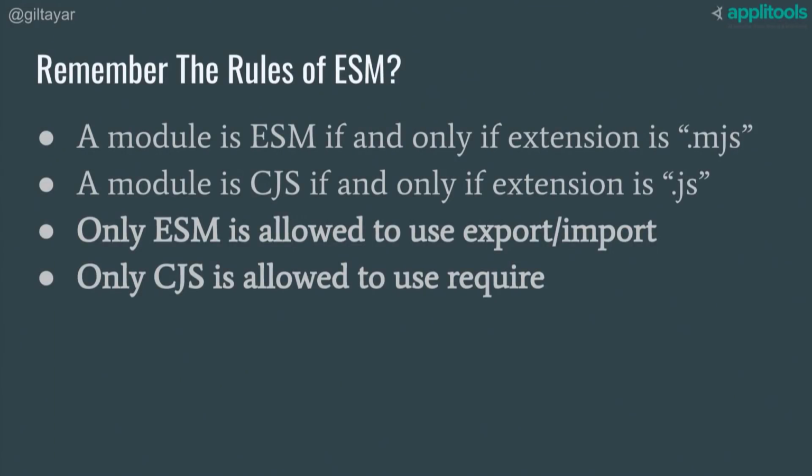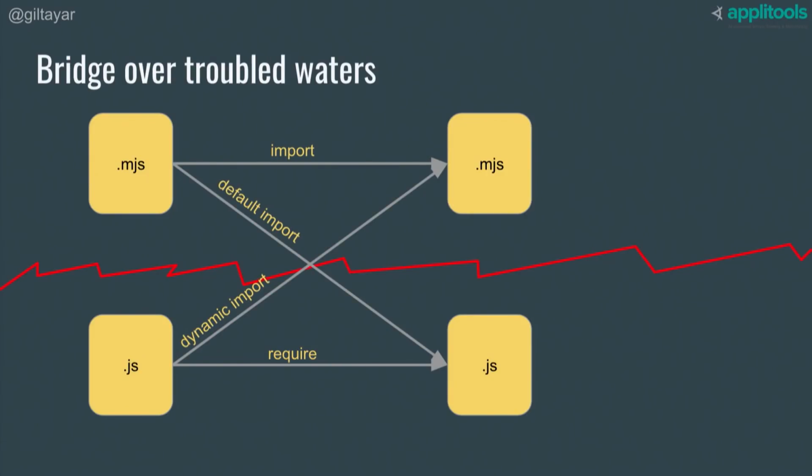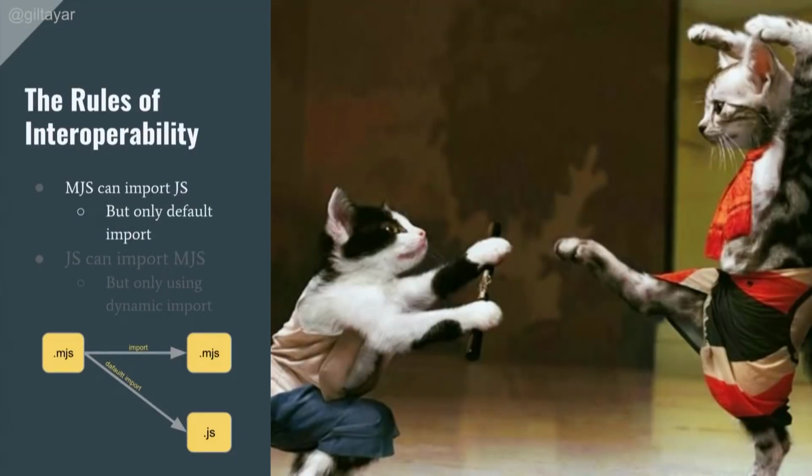Interoperability. Remember the rules of ESM. MJS can only import other MJSs, and CJS can only import other CJSs. So we're basically having separate worlds. We can't work together. I can't mix CJS and ESM. But there are bridges over those two. And what are they? Let's talk first about MJS importing JS. So I have an ESM module, and I want to import a CommonJS module. How do I do that?